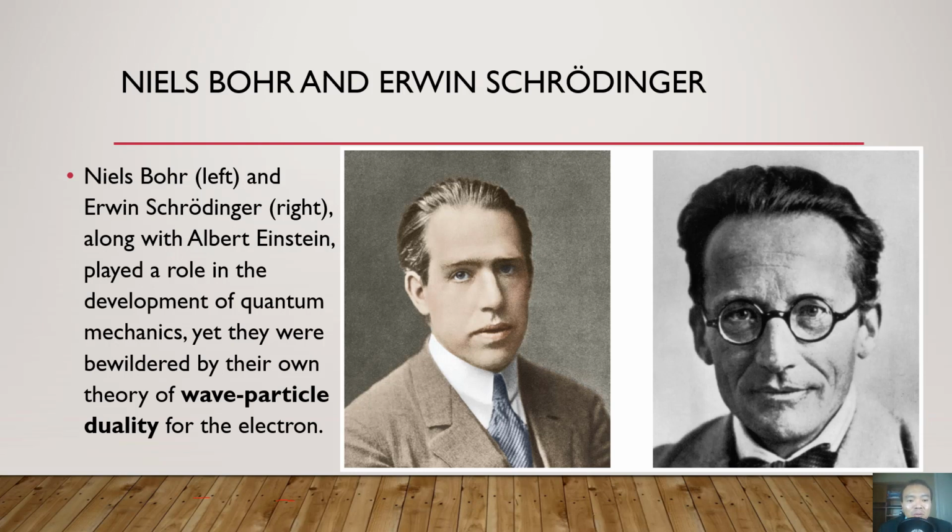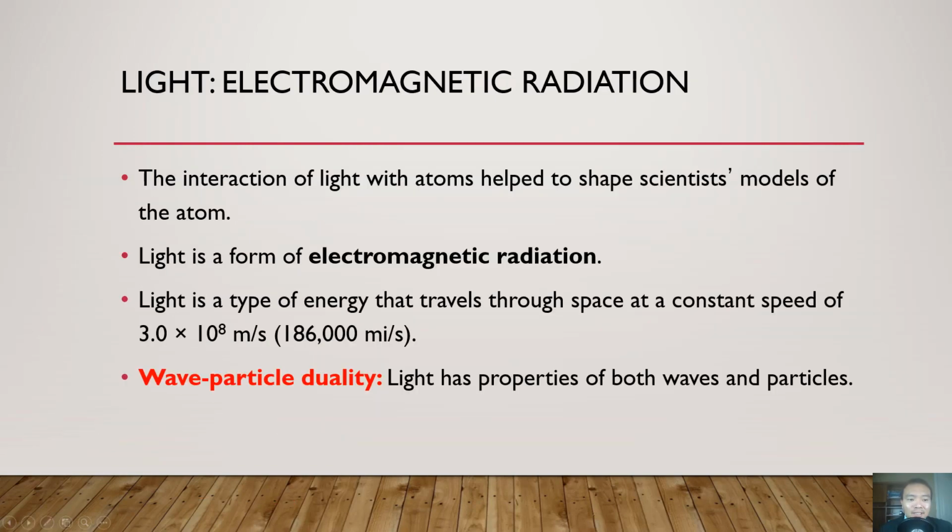It basically tells you a wave, like light, can not only behave like a wave, but can also behave like a particle. Conversely, a particle like an electron can not only behave like a particle, it can also behave like a wave. Let's first look into the duality of light, which tells you light can behave both like a wave and a particle. Light is a form of electromagnetic radiation.